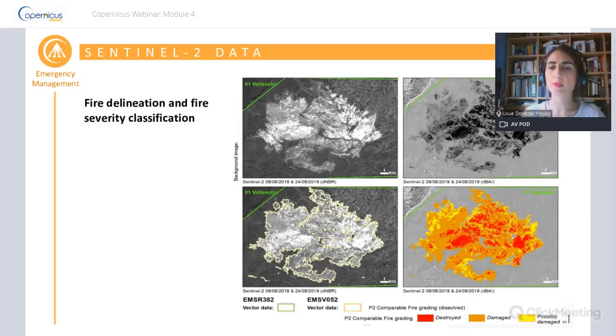In my experience, if you want to delineate forest fires and you are not going to count every burned tree, I'd rather take a Sentinel-2 image rather than a Pleiades. Why? Because what I lose in the spatial resolution, I gain with the spectral one.